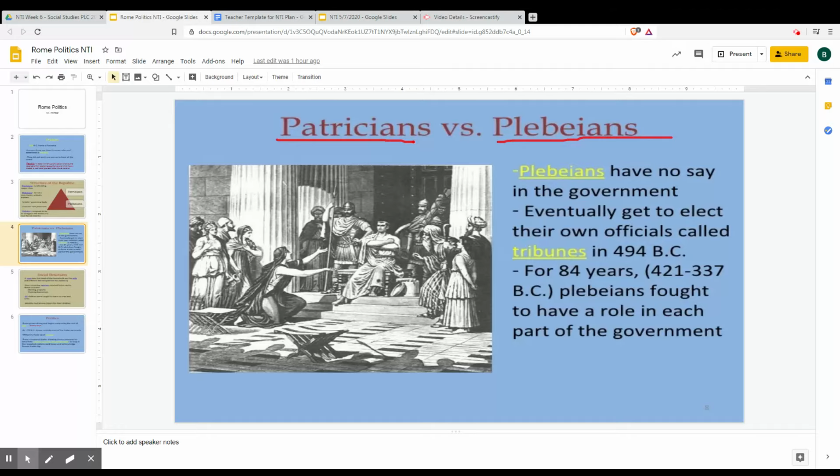When our country was formed, it was only white men that could vote. And then eventually it became all men could vote. And then eventually after that, women earned the right to vote, but it came in stages. So in our country, everybody didn't have a right to vote at the beginning either. And Rome was the same way.